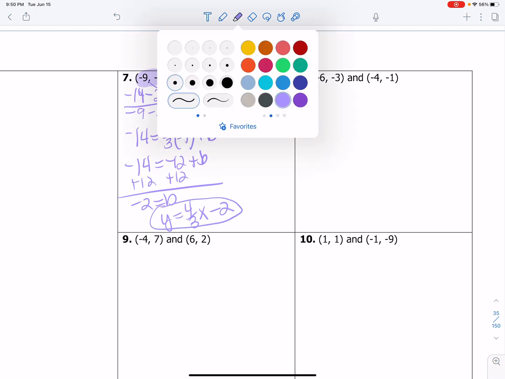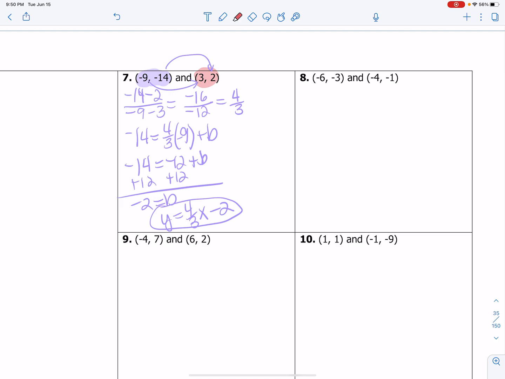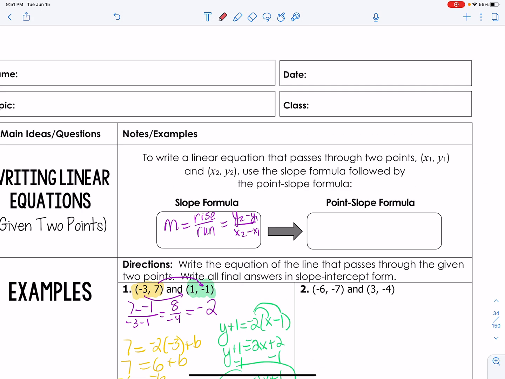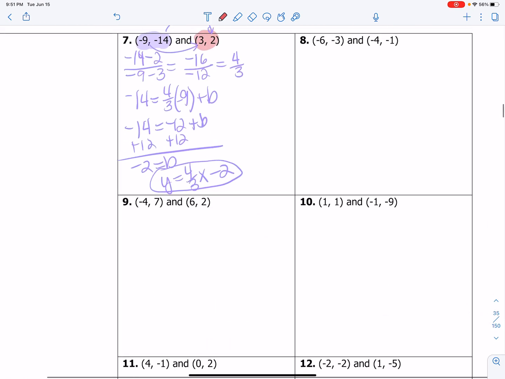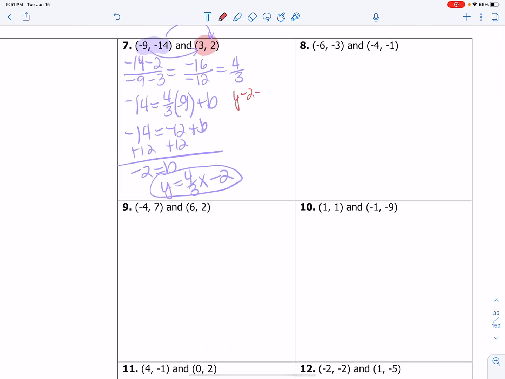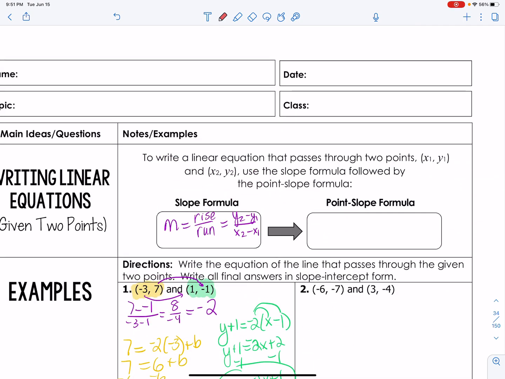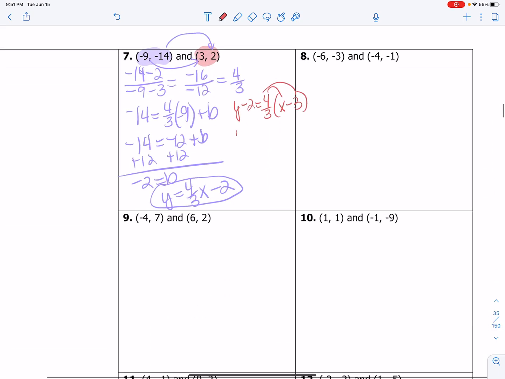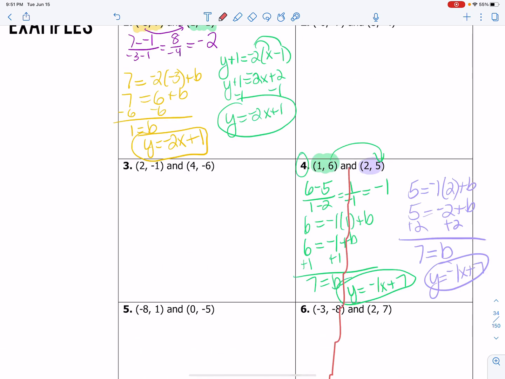Okay, I can do the exact same problem. But instead of doing y equals mx plus b, I can do y minus the y value equals m times x minus the x value. So I multiply in. Y minus 2 equals 4/3 x minus 4. I add 2 to both sides, and I get y equals 4/3 x minus 2.